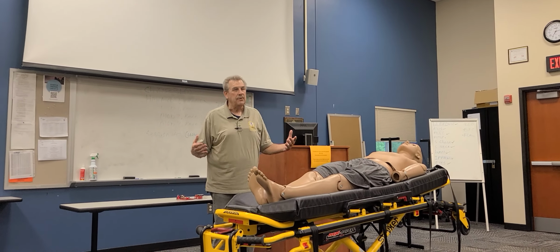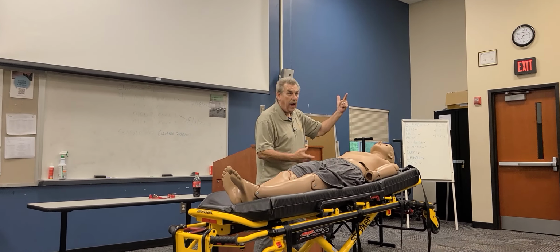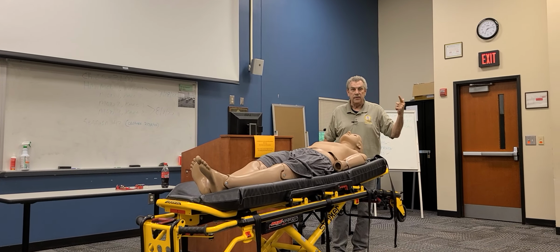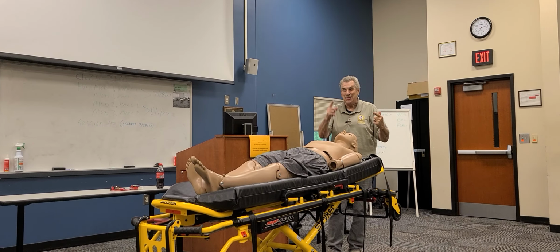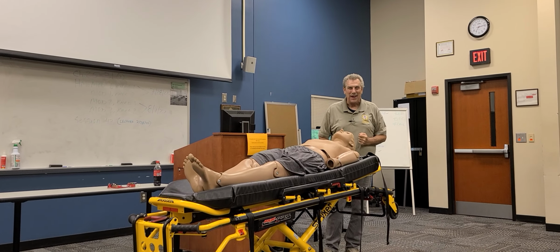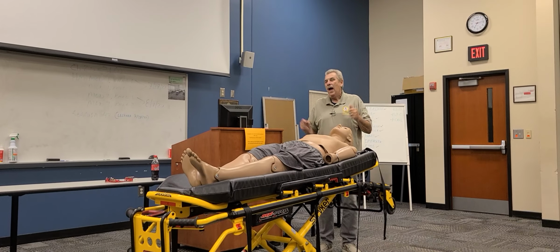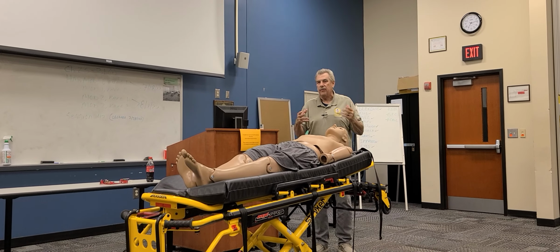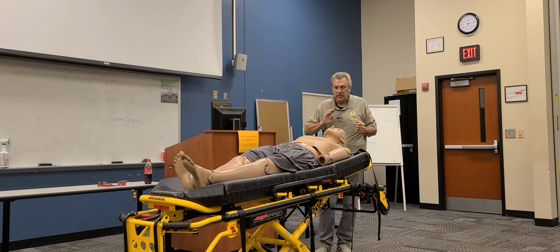So, at the beginning of every statement: scene safe, BSI, have gloves on, nature of illness, mechanism of injury. I'm at the trauma station, so my clue is it's probably a mechanism of injury, right? Give me additional resources, fire, police, ALS, because I don't really know what I have yet. I can always cancel them.